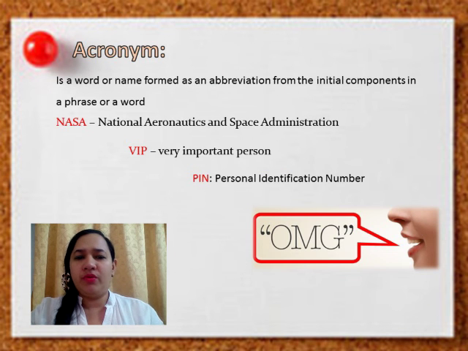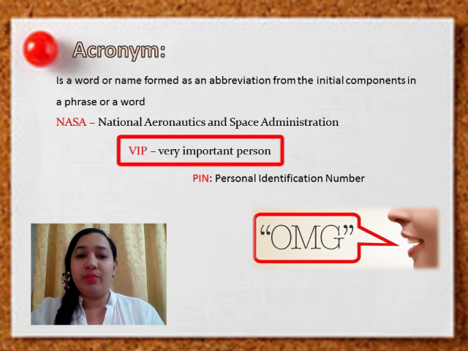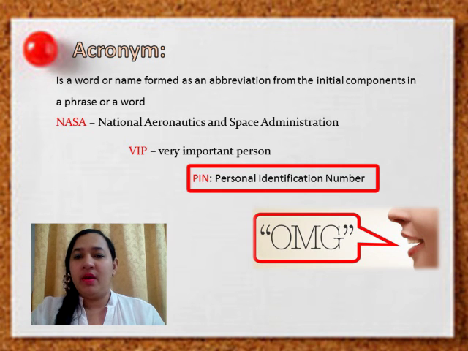Now let's move on to another type of abbreviation: acronym. It's a word or name formed as an abbreviation from the initial components in a phrase, in which the initial letters of the words in the phrase are pronounced as a word. Acronyms are written with capital letters when formed from a proper noun, as in the following examples: VIP, very important person, or PIN, personal identification number.